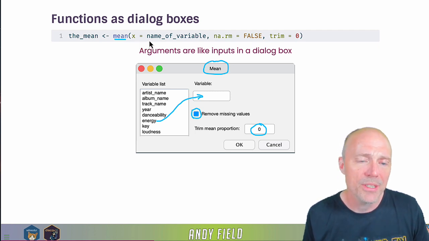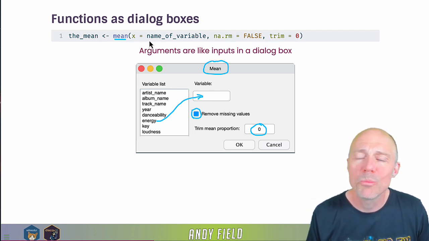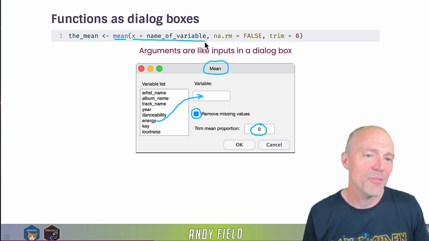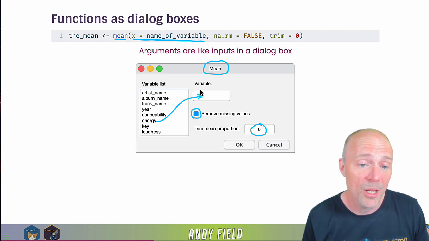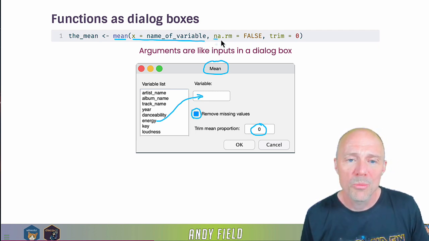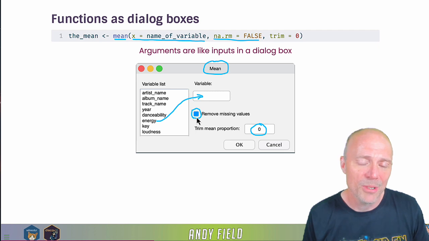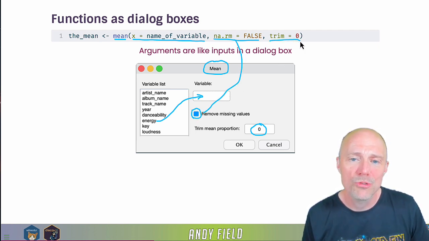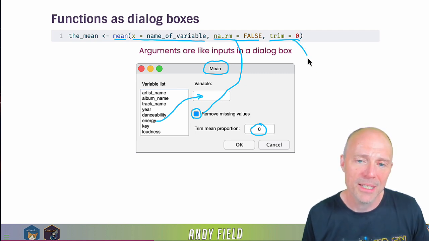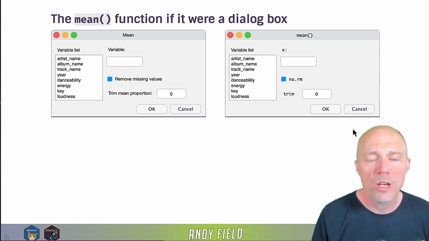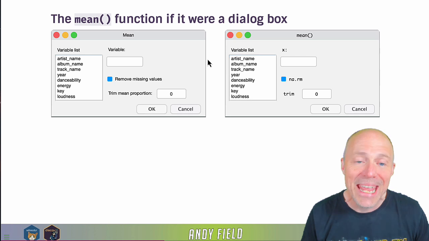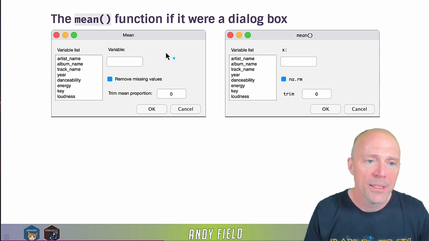A function has arguments, and these arguments map on to options in a dialog box. So in the case of the mean, we need to specify the variable that we want to compute the mean on, just like we do in our dialog box. We've got an option for removing missing values, just like we do in our dialog box. And we've got an option for trimming values from the data before calculating the mean, just like in our dialog box. So for example, now we've got the dialog box we just had up, and we've got the literal equivalent of the R function if it were a dialog box.